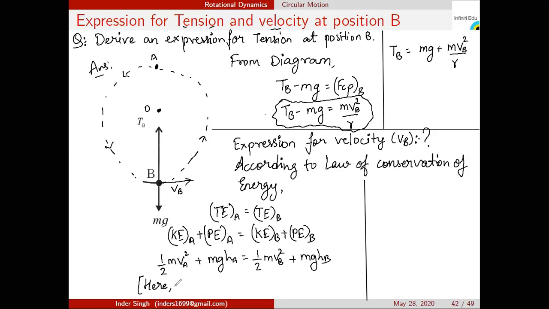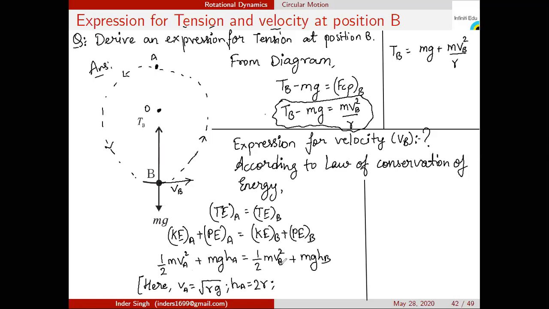here we know some values. We know the value of va. We calculated it at position A, right? What was the value of va? va is equal to under root of rg. Very good. You know the value of ha. What is the value of ha? Height at the topmost position is equal to 2r, right? It was 2r. Okay, so that was 2r.